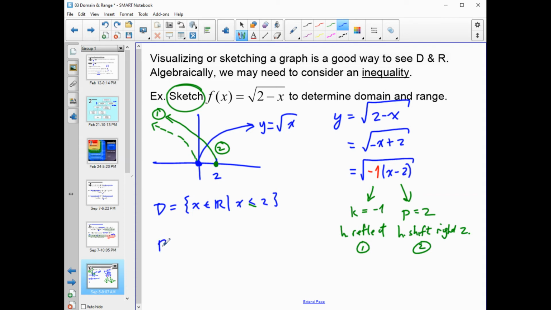For the range, a little bit simpler actually to look at the range. Y is a member of the reals such that, and it's just everything above the x-axis, so y greater than 0. And we once again remind ourselves that we have a solid dot there, so it's y greater than or equal to 0. And there's my domain and range using a sketch.